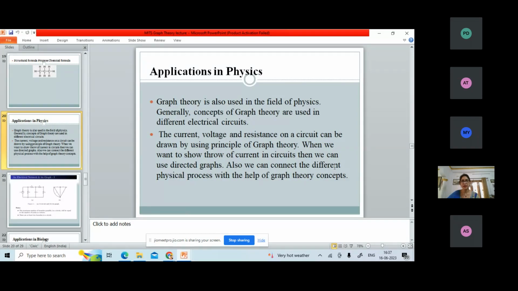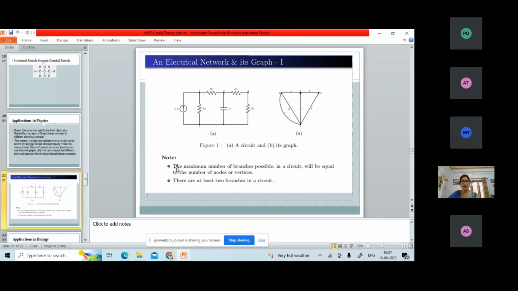Also, we can connect different physical processes with the help of graph theory concepts. The maximum number of branches possible in a circuit will be equal to the number of nodes or vertices. There are at least two branches in a circuit. These two are the fundamentals of this electrical network graph. Okay, this is a circuit, and this is the graphical representation of this circuit.